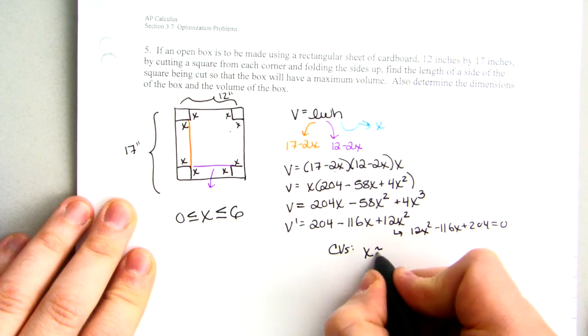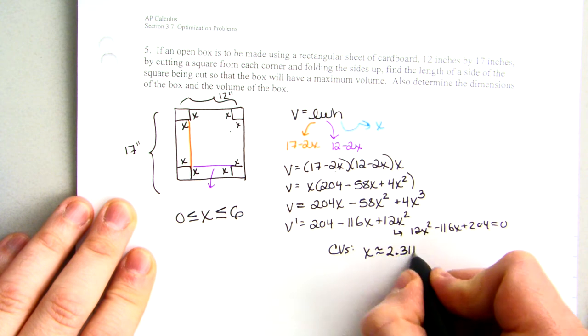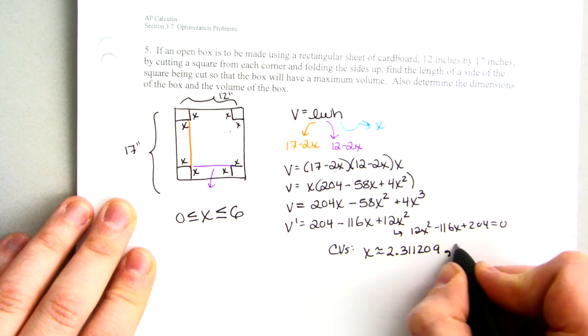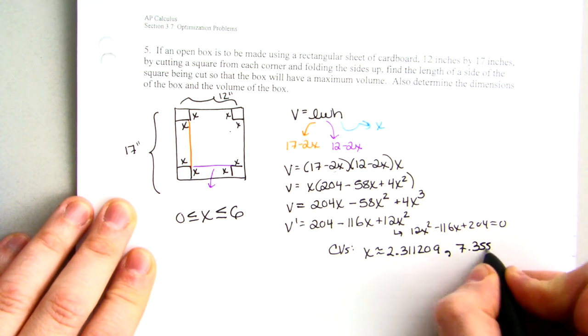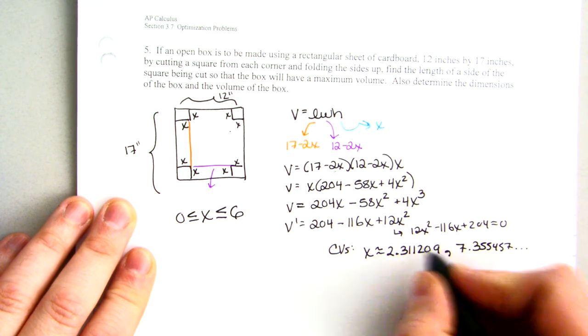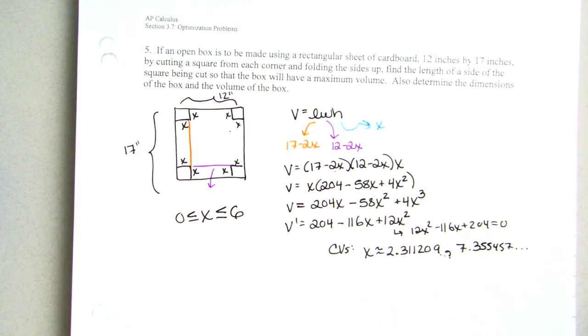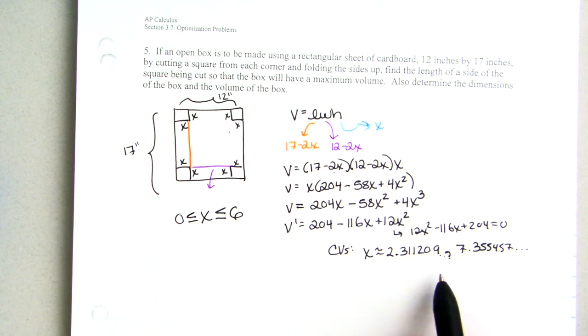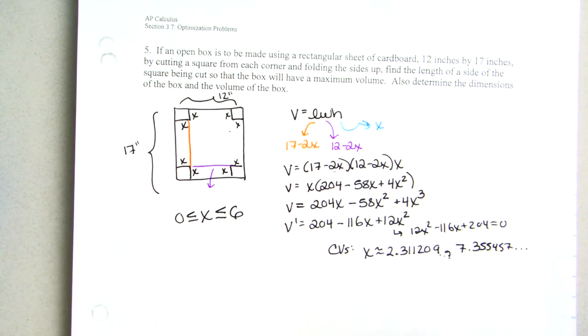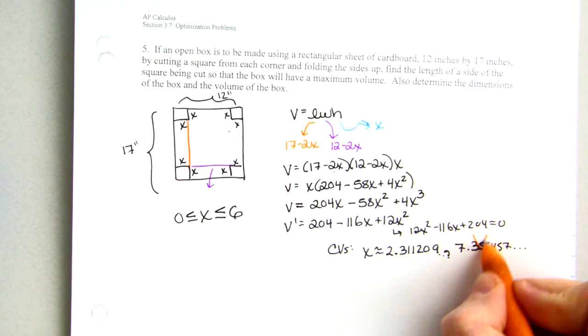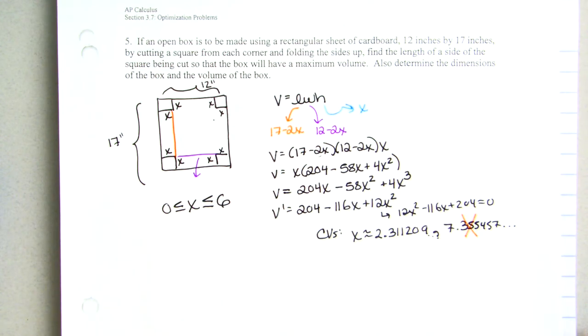But you're going to get x is about 2.311209 or 7.3555457. And I'm going to give a lot of places here. Remember, our rule is always final answer needs to be accurate to 3 places. But because I'm going to be plugging things in then to find the volume and the dimensions and all that, I should probably give more places over here. I actually don't care about one of these. This is bigger than 6, which means my box is not possible. So I only have one critical value I'm going to care about.